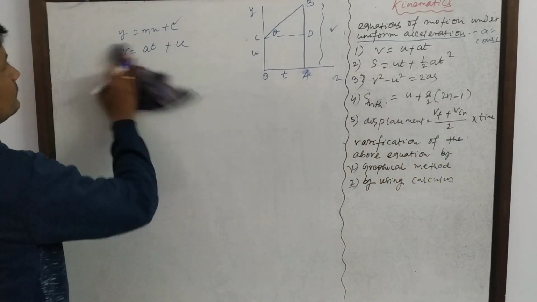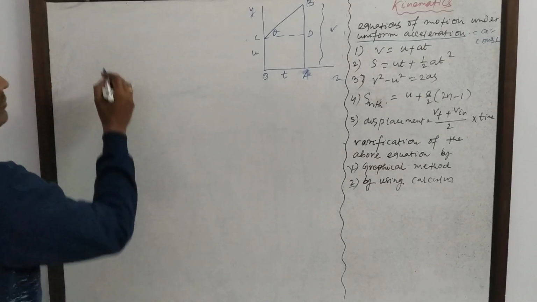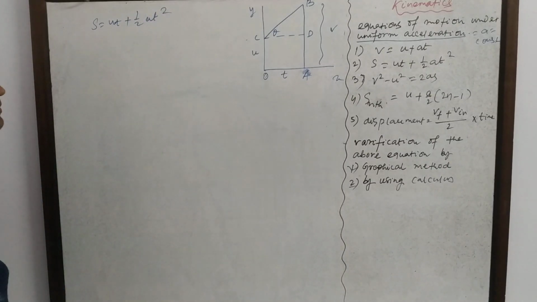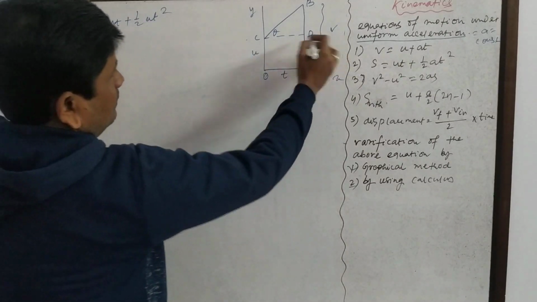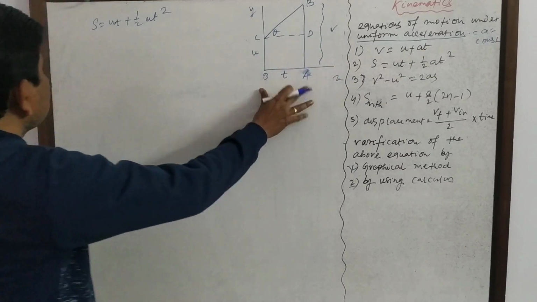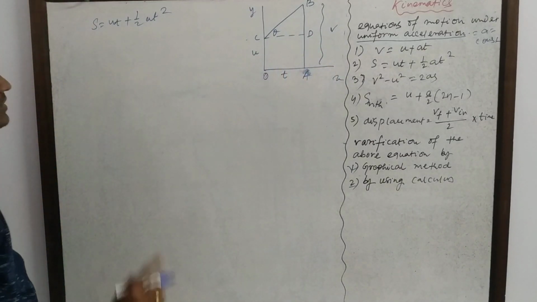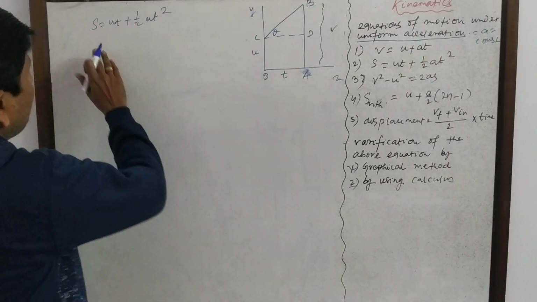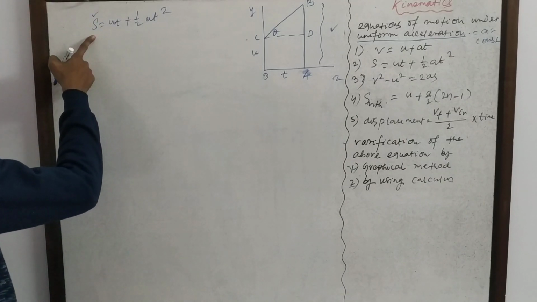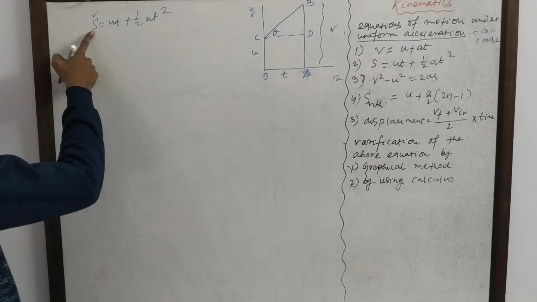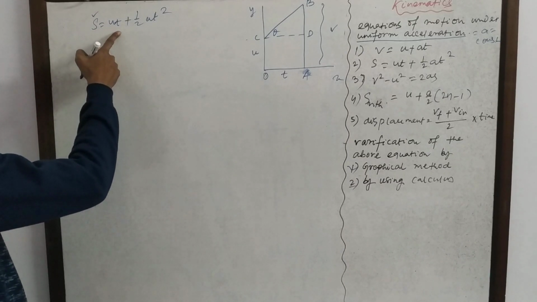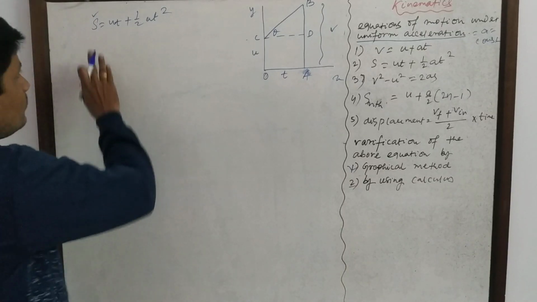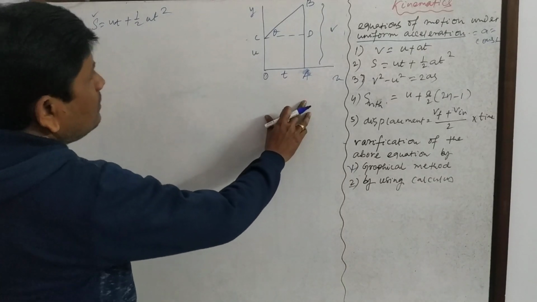Now we have to prove s is equal to ut plus half at square. We know that the area under the v-t graph always represents displacement, not distance. Displacement. Now s is equal to displacement here, not distance. s is equal to displacement in t seconds, that is s is equal to ut plus half at square. Now s is equal to the area under the v-t graph.